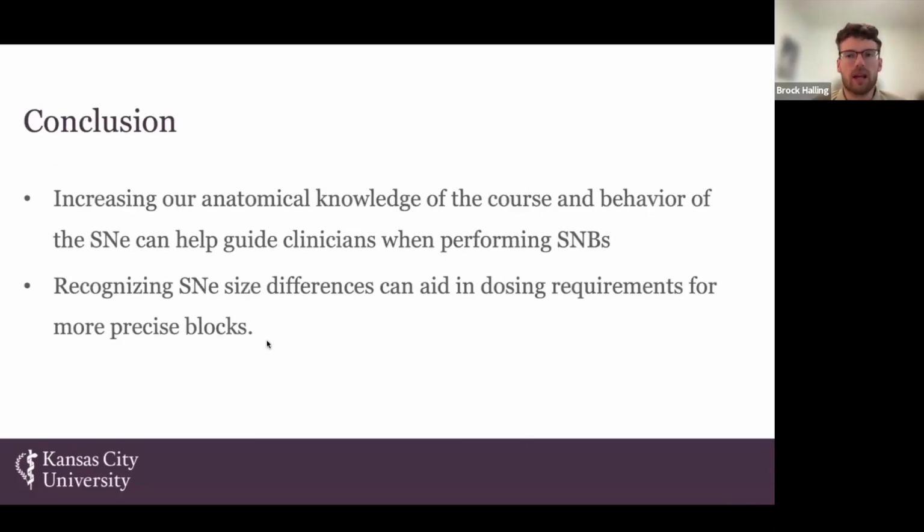So in conclusion, increasing our knowledge of the course and behavior of the suprascapular nerve can help increase efficacy of these blocks. Keeping in mind sex differences between males and females can help cater treatment to better aid the specific patient.